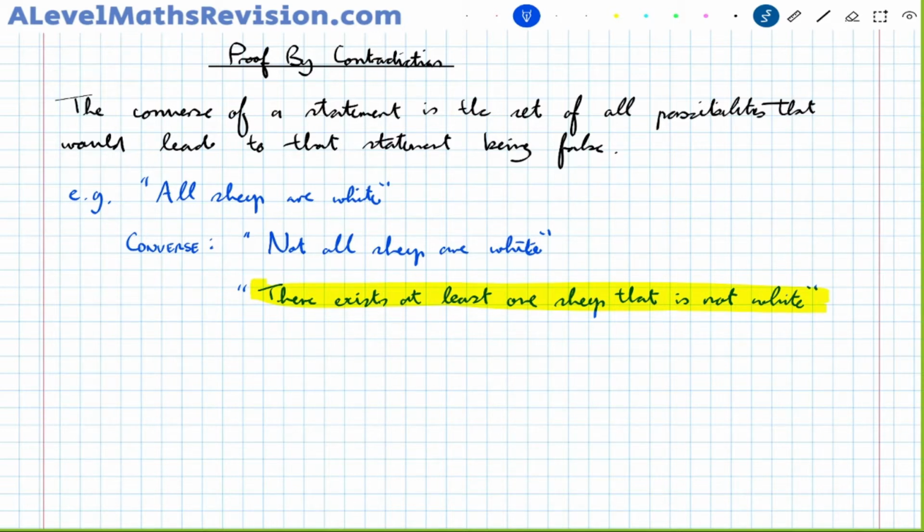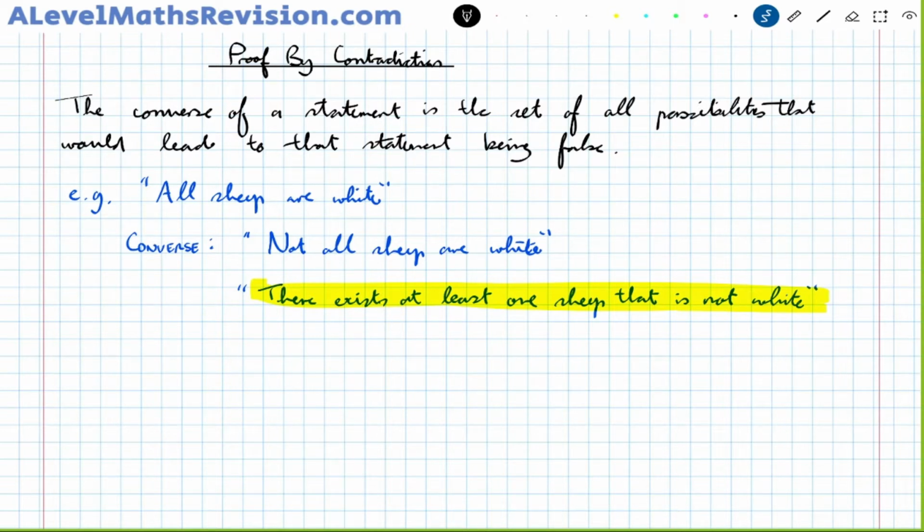So proof by contradiction involves, basically, if we're asked to prove something, we assume that the converse is true, i.e. the exact opposite, and do some maths with the exact opposite until it breaks down. So we prove the exact opposite to be false. If we prove the exact opposite to be false, then that means that the opposite of that must be true. So let's do an example.